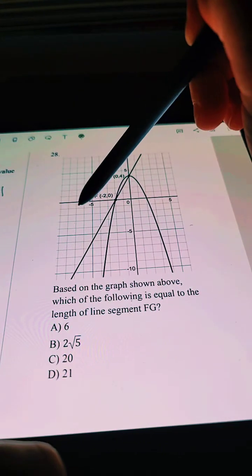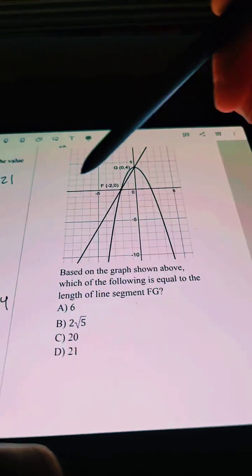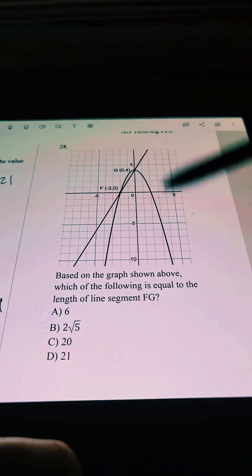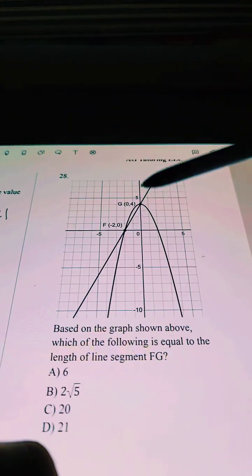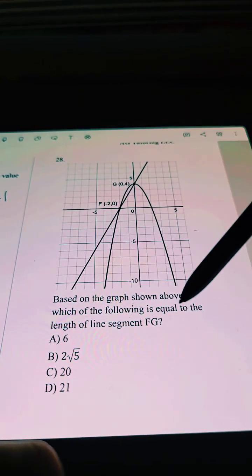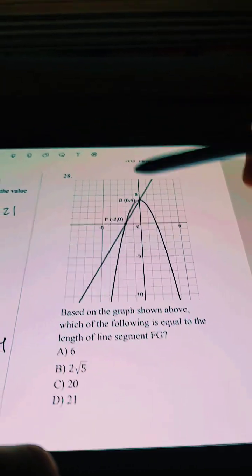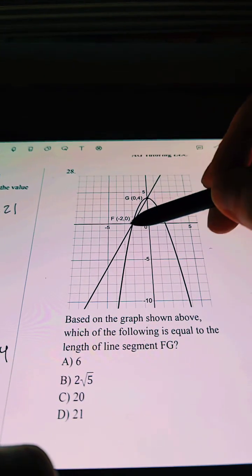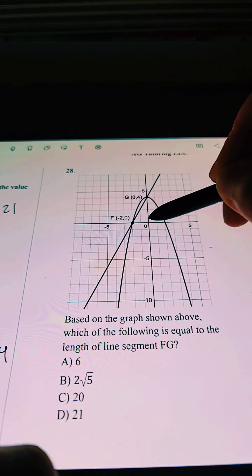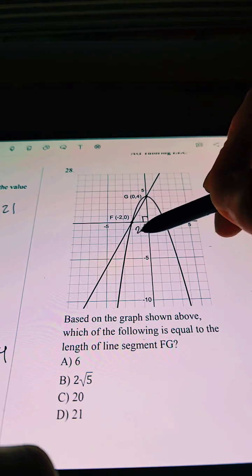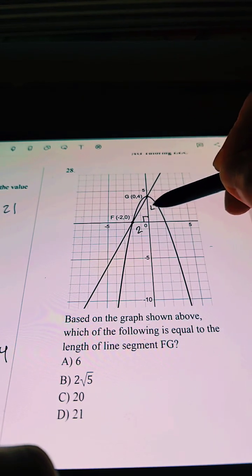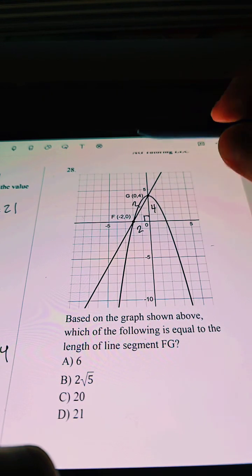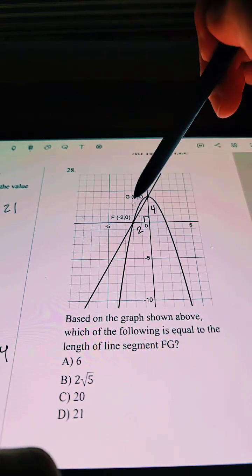Okay, so let's go to number 28. Oh, someone said they already got it. Let's see if you're right. So for number 28, based on the graph shown above, which of the following is equal to the length of line segment FG? So this is FG right here from here to here, like this portion. So you'll see there's a little right triangle right here. So this has a side length of 2, this has a side length of 4. So the length over here, this part, which actually I'll just label with an X.